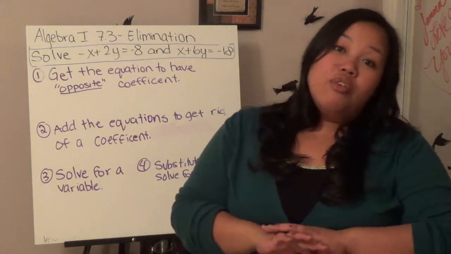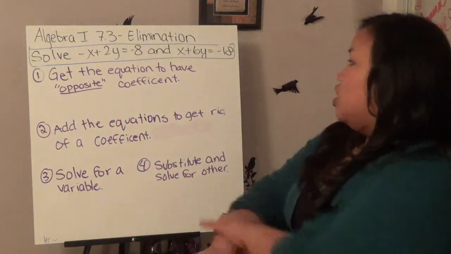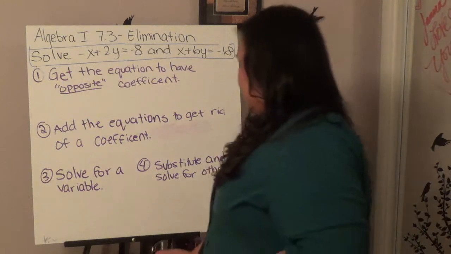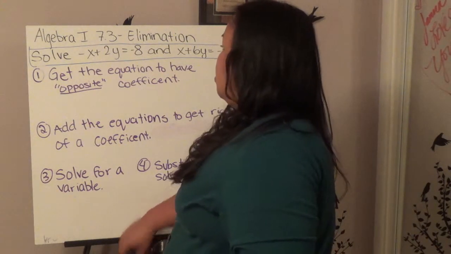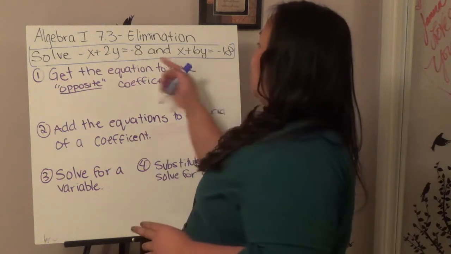Elimination can work for any equation. So if there's anything to master, it should be elimination. So we're going to go through the steps. Negative x plus 2y equals negative 8.